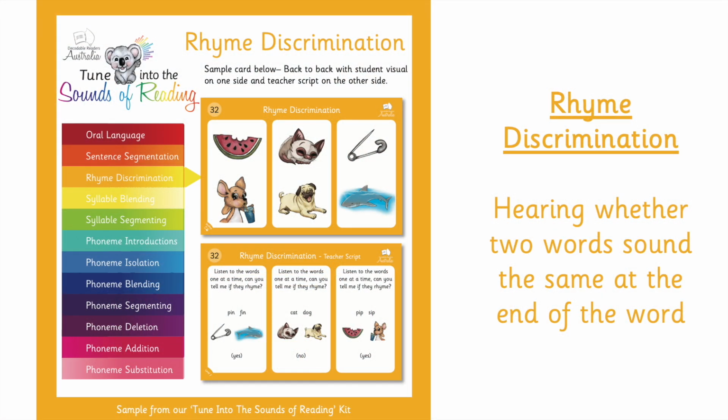This next section is called rhyme discrimination. This is being able to hear whether two words sound the same at the end, and also being able to produce rhyme. Now, these are great activities for your preschool level. Now, once students enter into school, you can do a few of these activities, but I highly recommend spending more of your instructional time on the phonemic awareness.